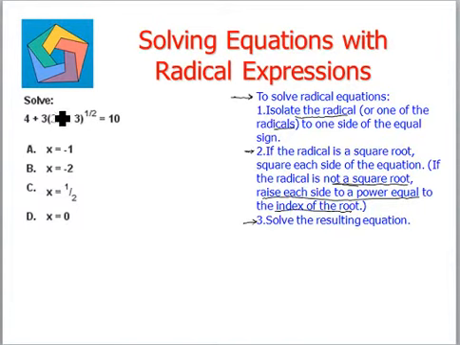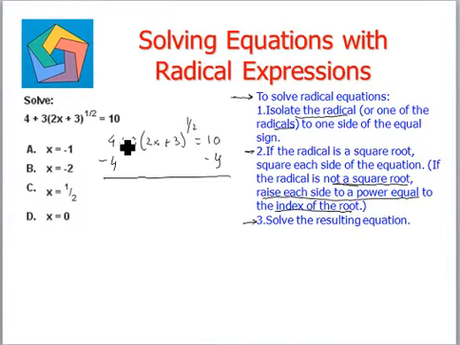The first one says 4 plus 3 times (2x plus 3) raised to the power 1 half equals 10. So now the first step is to isolate the radical to one side of the equal sign. So first we subtract 4 from both sides. This would be the first step. 4 minus 4 equals 0. We have 3 times (2x plus 3) to the power 1 half equals 10 minus 4, which is 6.